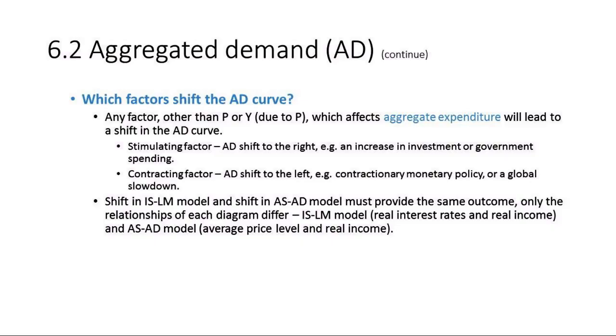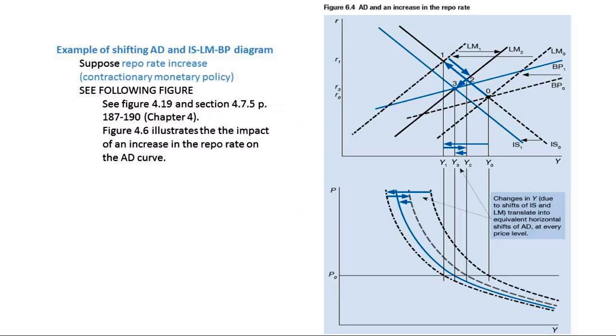something that stimulates spending, for example, an increase in investment or an increase in government spending, or it can shift to the left if there's a contraction, either contractionary monetary policy or fiscal policy or a global slowdown. Anything that dampens economic activity moves the whole AD curve to the left. Now, typically, changes in your ISLM model should be mirrored by what happens with the AD curve. And the following graph shows that quite nicely.